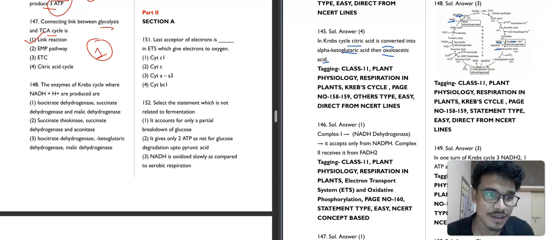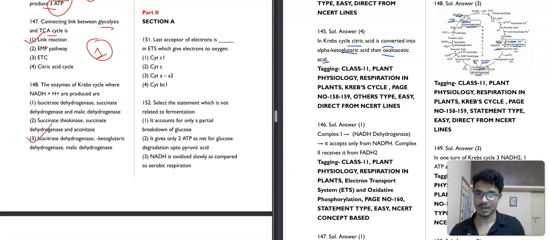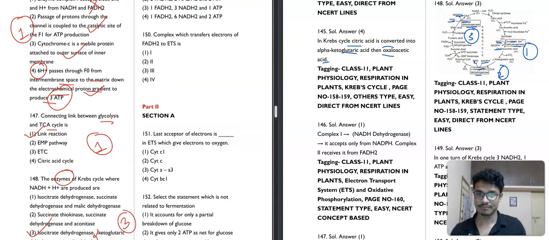Isocitrate dehydrogenase here, and then alpha ketoglutarate dehydrogenase, and malic dehydrogenase here. So in those three places. The third option is our correct answer. It is basically asking for enzymes: isocitrate dehydrogenase first, then alpha ketoglutarate dehydrogenase second, then malic dehydrogenase third. So the third option is our correct answer.